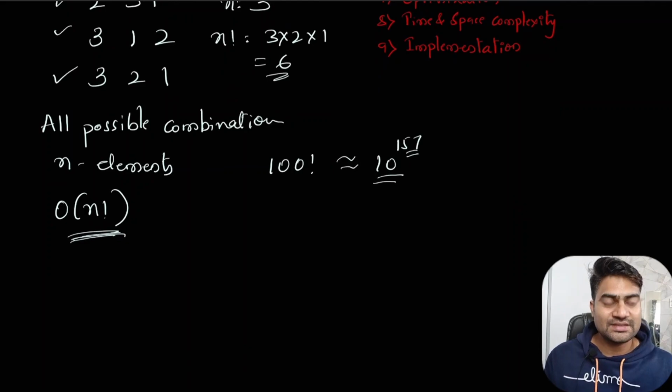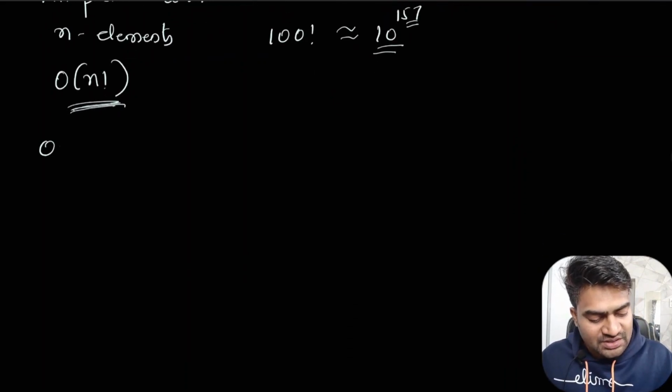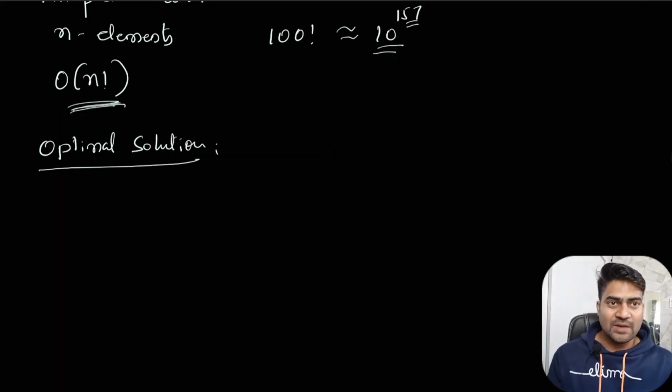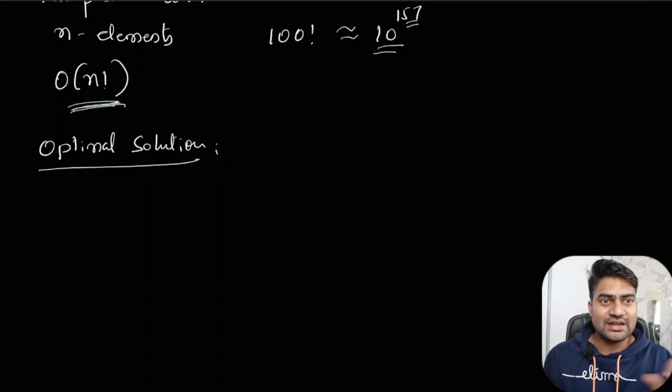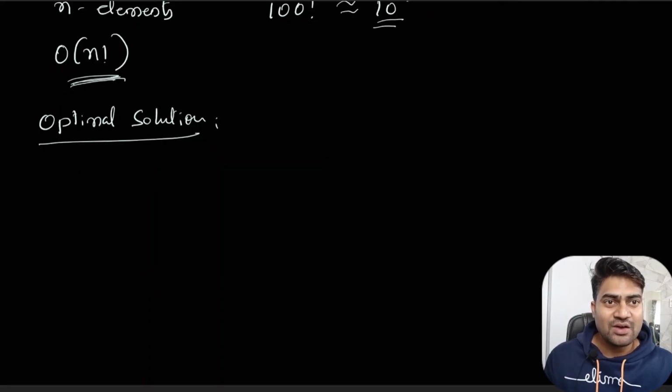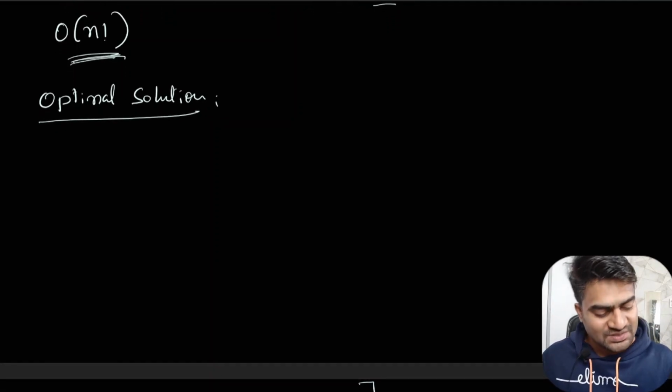So then what is the optimal solution? For the optimal solution, what did we see in the problem statement? We should not use any extra space and we should solve this in a single iteration. So how do we come up with the next possible permutation? Let us take a small example.